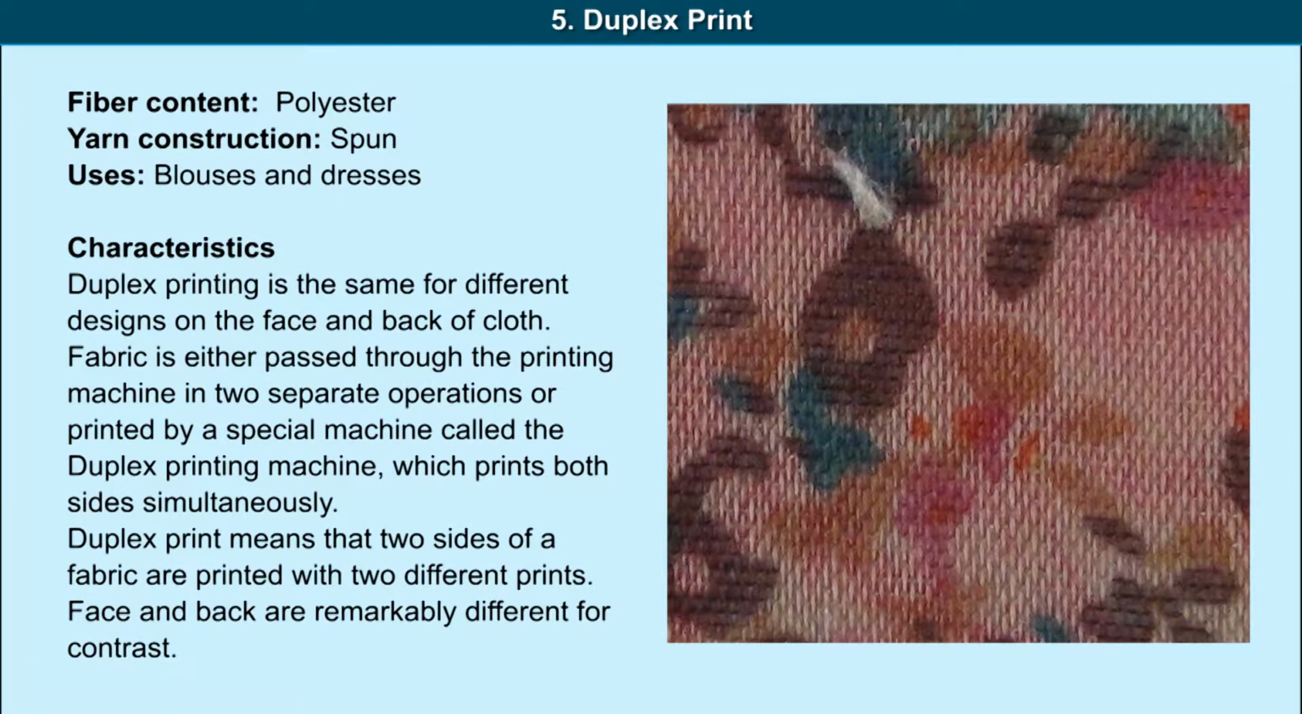Duple print. Polyester is used in this, and spun yarn is used in the warp. It is used in blouses and dresses.